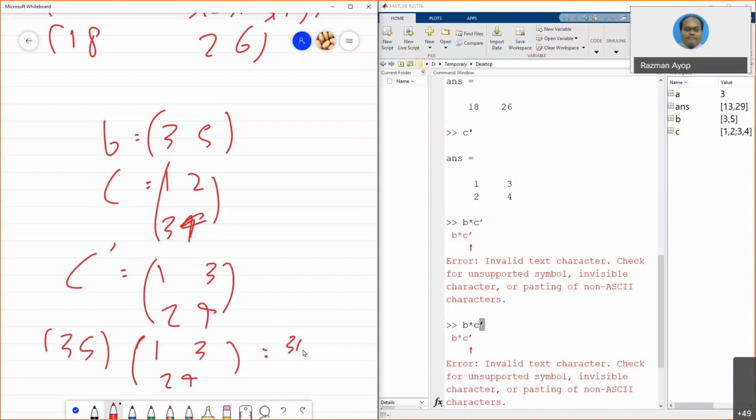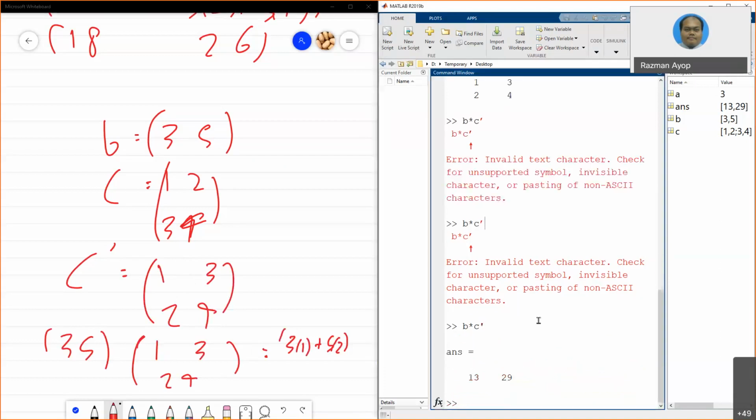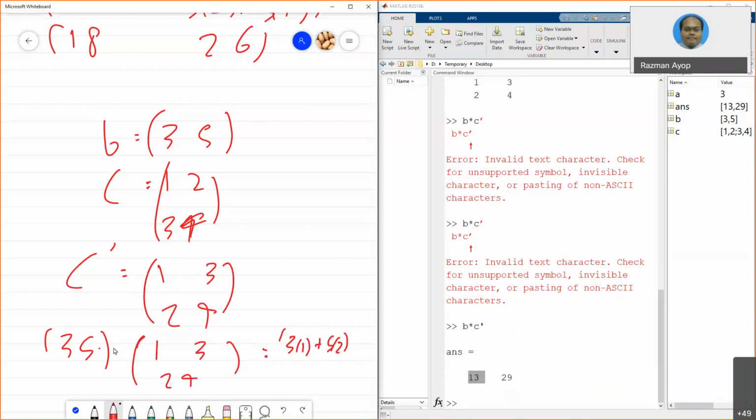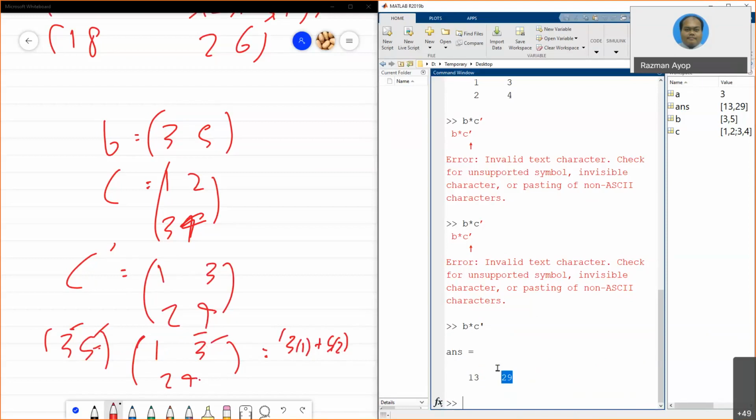3, 1, okay, and then plus 5, 2. Okay, 3, 1, okay, 5, 2 is 5, 2 is 10, 3, 1 is 3, 13. So you get 13. Same here. 5, 3, 3, 3, 9, and plus 5, 4, 20, 29. Okay. So that is how you solve this.